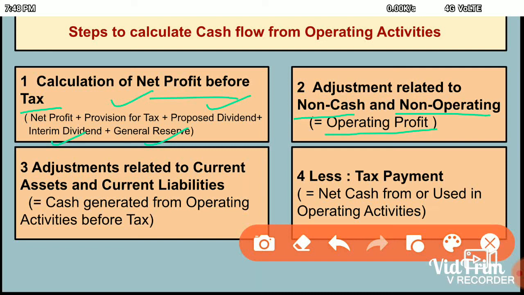The third step that we followed was to adjust the current assets and current liabilities. After the adjustments of current assets and current liabilities, we get cash generated from or cash used in operating activities before tax. If there is any payment for tax, in our fourth step, we deduct the tax. Then what we arrive at is known as the net cash from or used in operating activities. So I hope you are clear with this video on how to calculate the cash flow from operating activities.